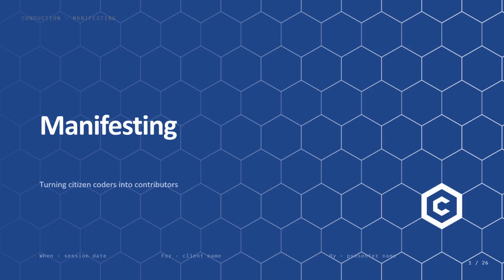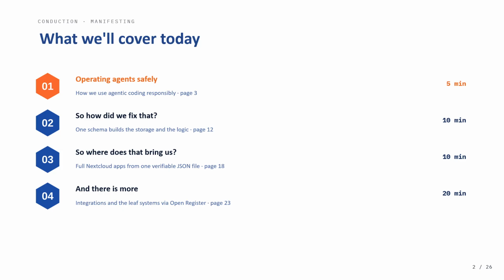And manifesting is what helps us to turn citizen coders into contributors, but I'll explain what we mean with that later. So what manifesting does for us is it helps us make agents safely create apps. And with safely, we mean very safely. Let's shortly dive into how we fix that, what this means for our ecosystem, the Nextcloud ecosystem, and let's show you a bit more of what's possible with that.